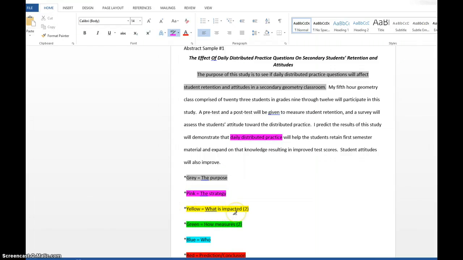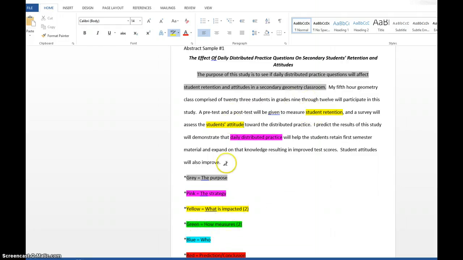Now, the yellow is what is impacted. So what were they trying to impact with that daily distributed practice? And they were looking at, I'm going to go get my yellow highlighter, they were looking at student retention. Let me find it in our paragraph here. And they were also looking at student attitudes. Now you notice that there's two things affected or impacted by the strategy, and there's going to be two things affected or impacted by the strategy that you choose as well, which is why I put a little 2 out beside it.